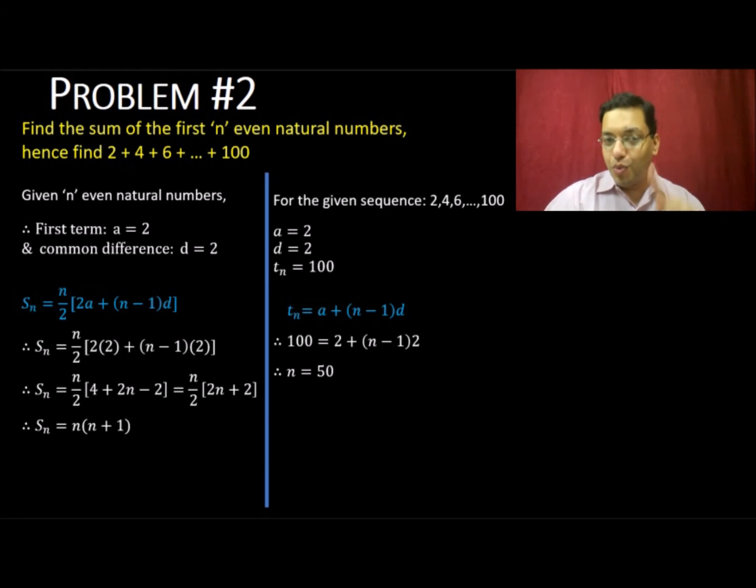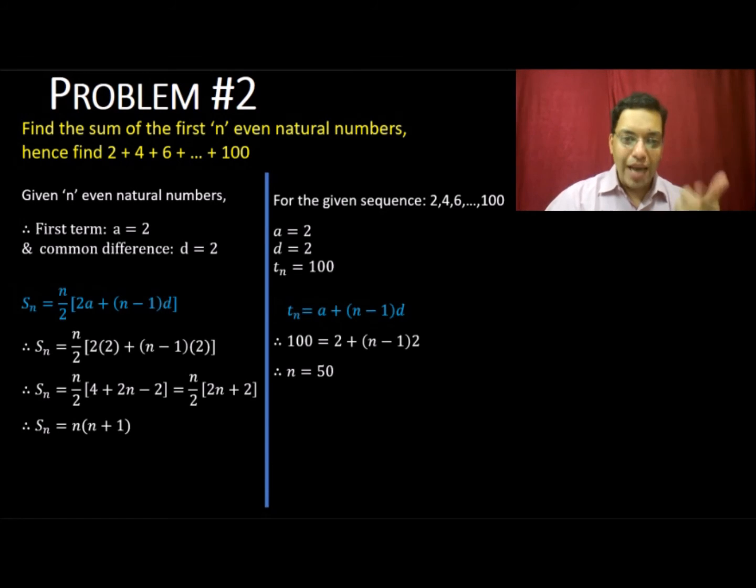Tn is equal to 100. So make sure you don't confuse Tn and n. Tn is the last term of the sequence. n is the number of terms in the sequence. So don't make the mistake of writing n is equal to 100. We have just found that n is equal to 50.